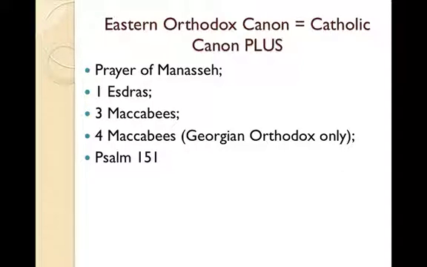Now, it gets even a little more complicated, but this is something that you should be aware of. The Eastern Orthodox canon includes some material that the Catholic canon doesn't include. So, Catholic is longer than Protestant, Eastern Orthodox is longer than Catholic. So, here are some additional books that most Eastern Orthodox include in their Bibles: the Prayer of Manasseh, First Esdras, and Third and Fourth Maccabees. So some include Fourth Maccabees, some don't, and Psalm 151.